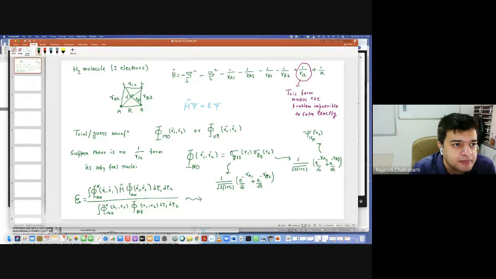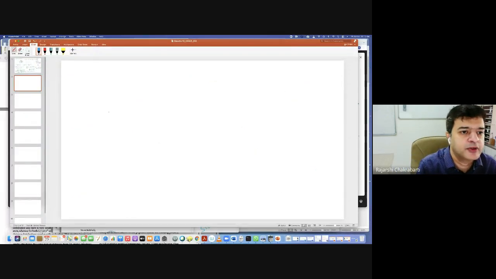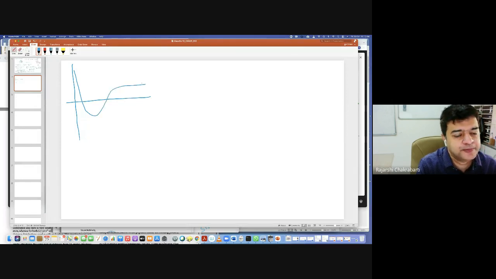Now this is quite an involved calculation. I am not going to do it. You can try doing this if you want. But if you calculate this, you'll get script E. And whatever I did for H2 plus, it is possible to get. So let us draw the potential energy curve for the H2 molecule. Okay, so if you do this MO calculation, it would give you like this, like this, like this.